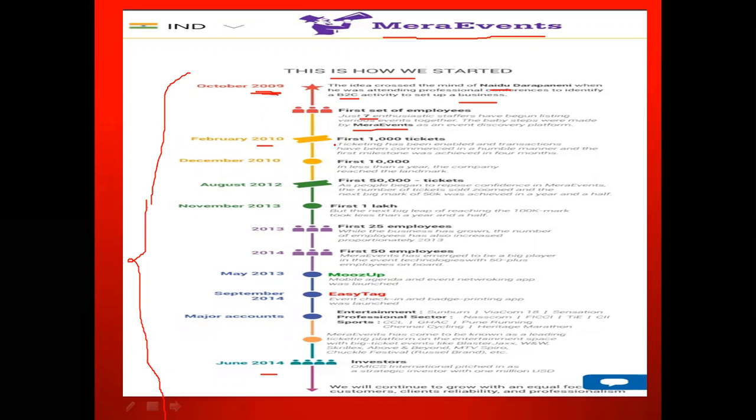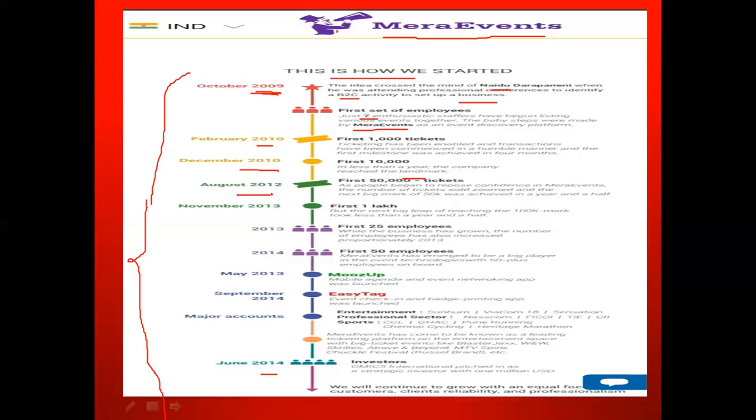In February 2010, they sold the first 1000 tickets online using an online platform, right? This was achieved in 4 months. That is the first milestone. Then in December, within 1 year, the first 10,000 tickets were sold online. In less than 1 year, the company reached the landmark. The target they had set was 10,000 tickets in 1 year, and at most they tried for 10,000 tickets in 1 year.